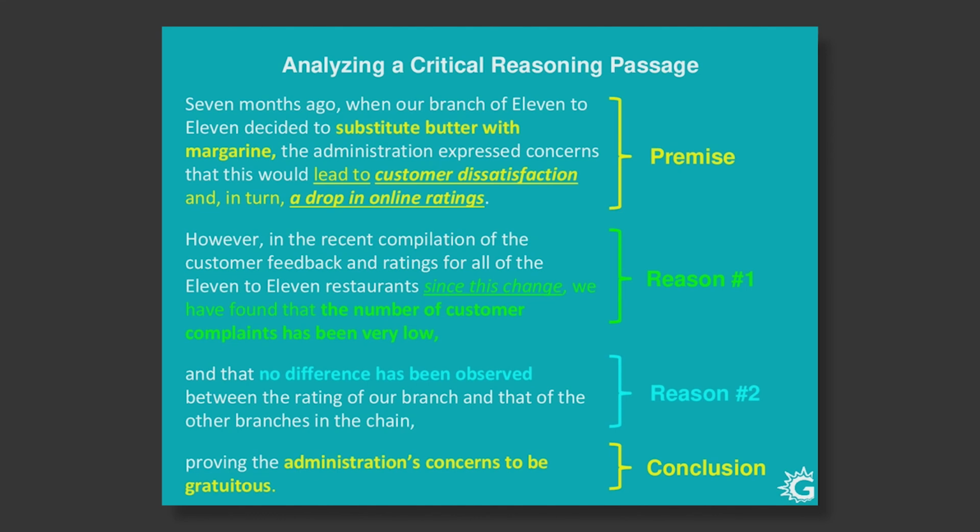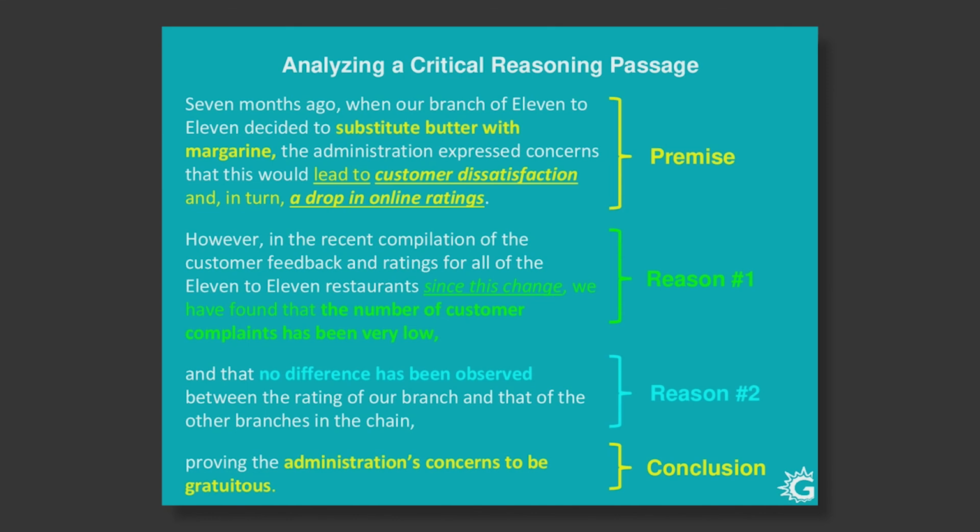What actually ended up happening, right? Since the change, there weren't a lot of customer complaints in the first place, right? The number has been low. So that's the first reason given to support what? Remember, the conclusion is that the administration's concerns were gratuitous, right? We didn't have anything to be worried about. So this reason is given in support of that conclusion, that there was nothing to be worried about, nobody's noticed a change. The next reason is that there was no difference between the ratings of one branch and that of the other branches.